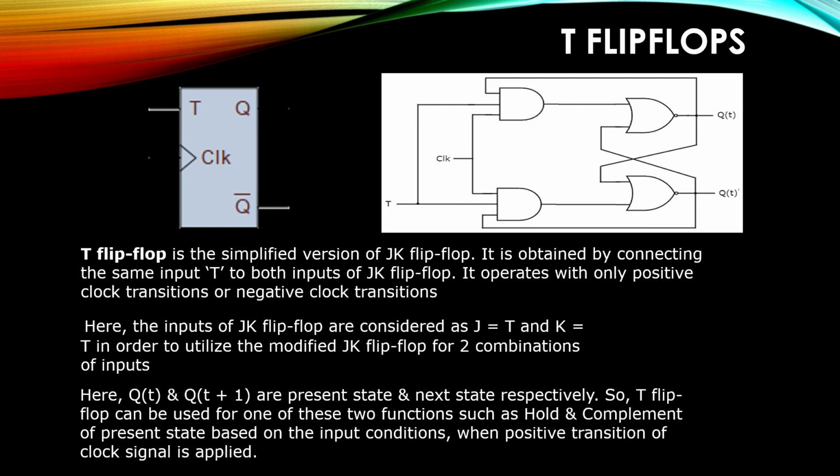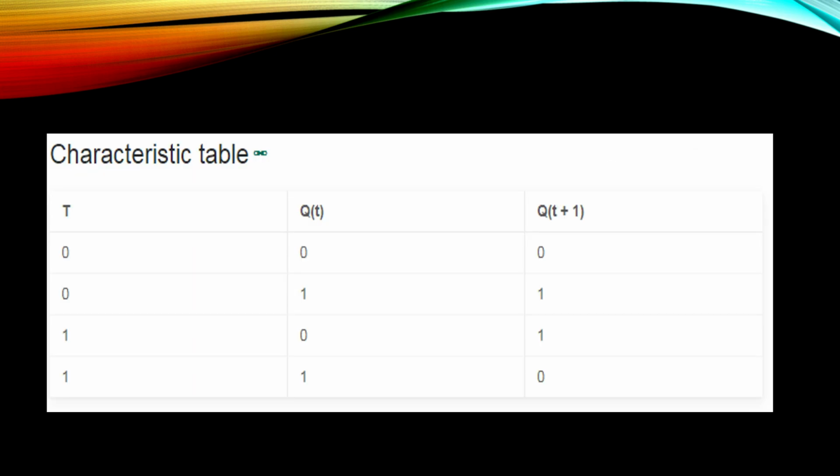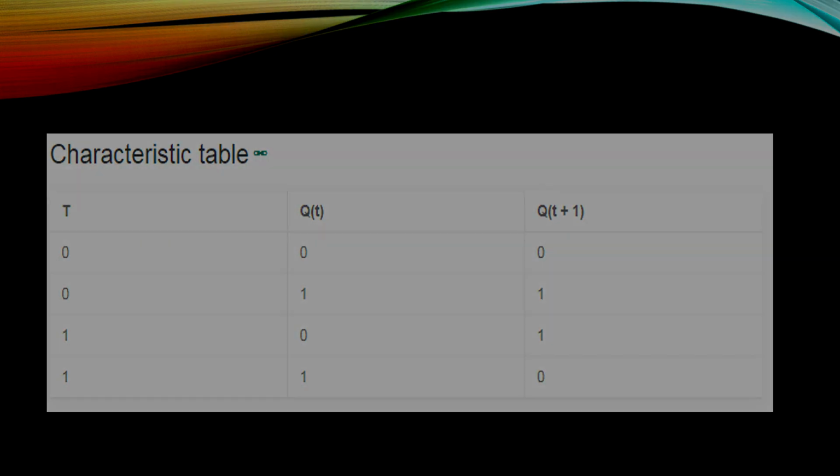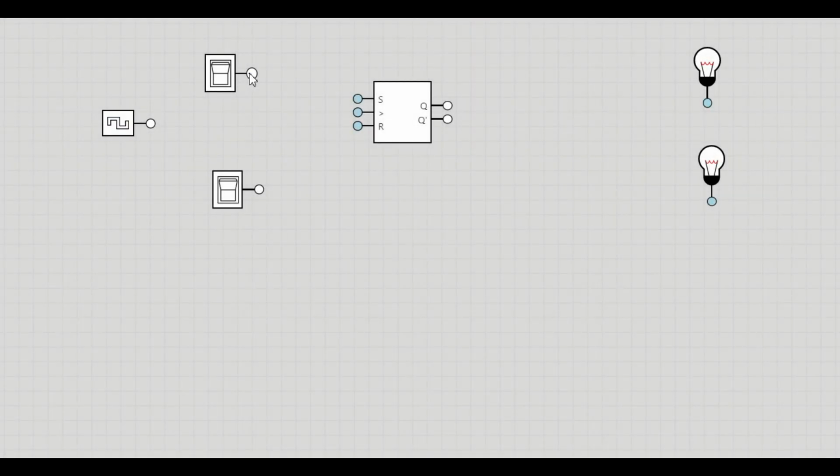Here, Q(t) and Q(t+1) are the present state and next state respectively. So, the T flip-flop can be used for one of these 2 functions, hold and complement of the present state, based on the input conditions, when a positive transition of the clock signal is applied. Characteristic table for a T flip-flop. Moving to the simulation.